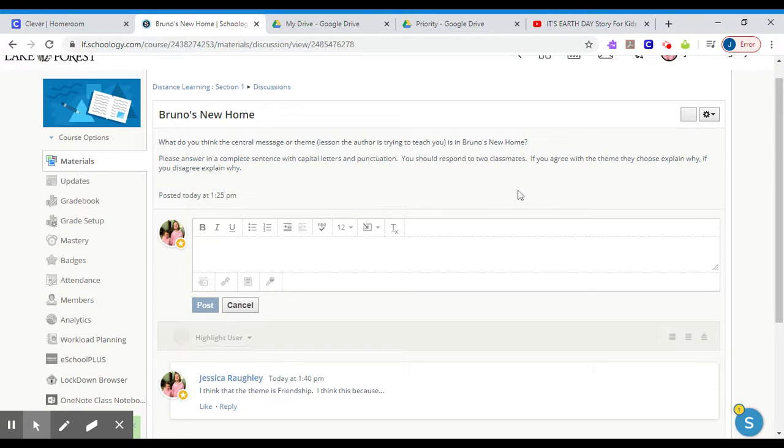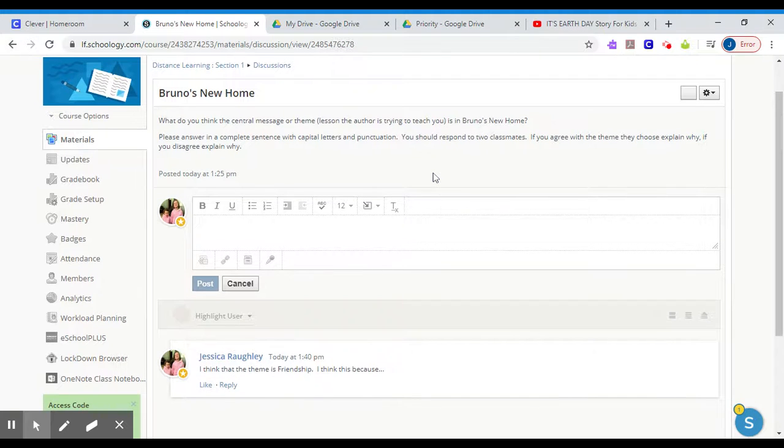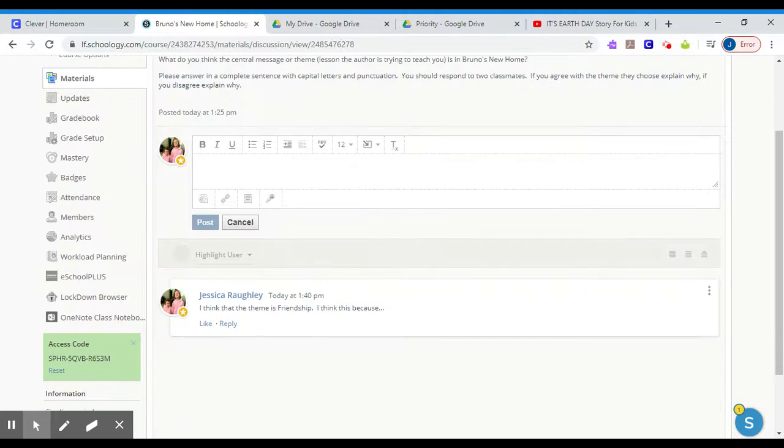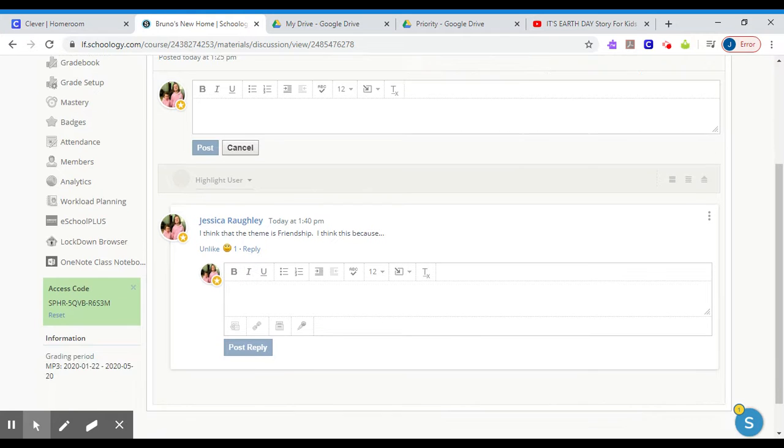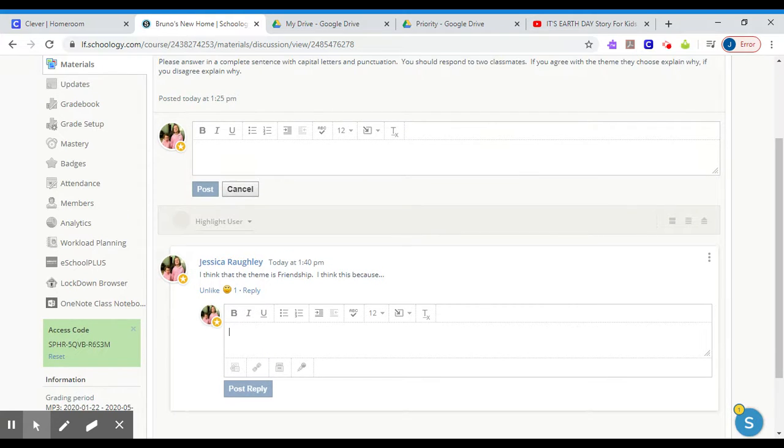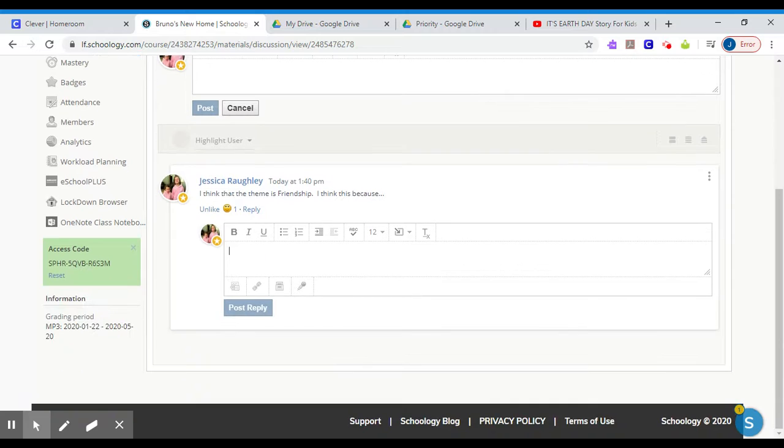When I have the second part up there that says you should respond to two classmates, what that means is you are going to reply, not just like somebody's post. That's not responding, okay? You're going to reply. When you click reply, another box pops down and you can say whether you agree or disagree. So again, complete sentences. I agree with you because, and then explain why you agree or why you disagree.